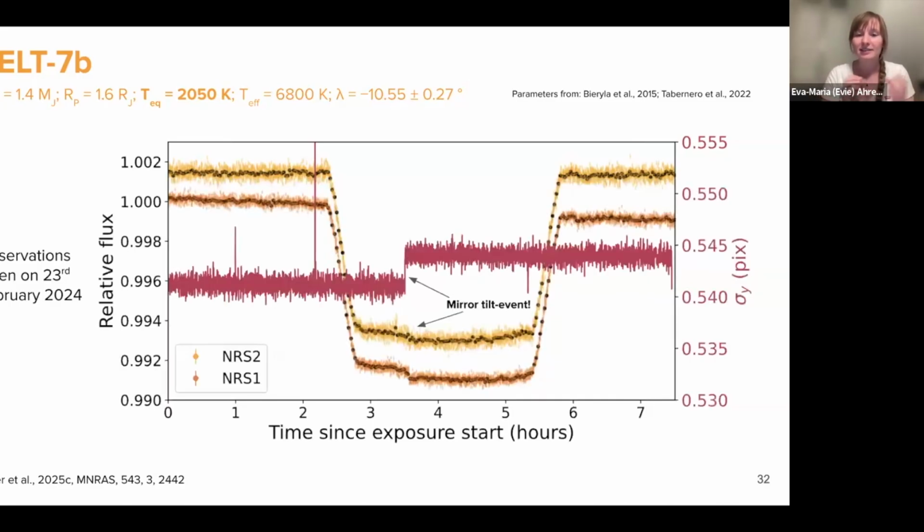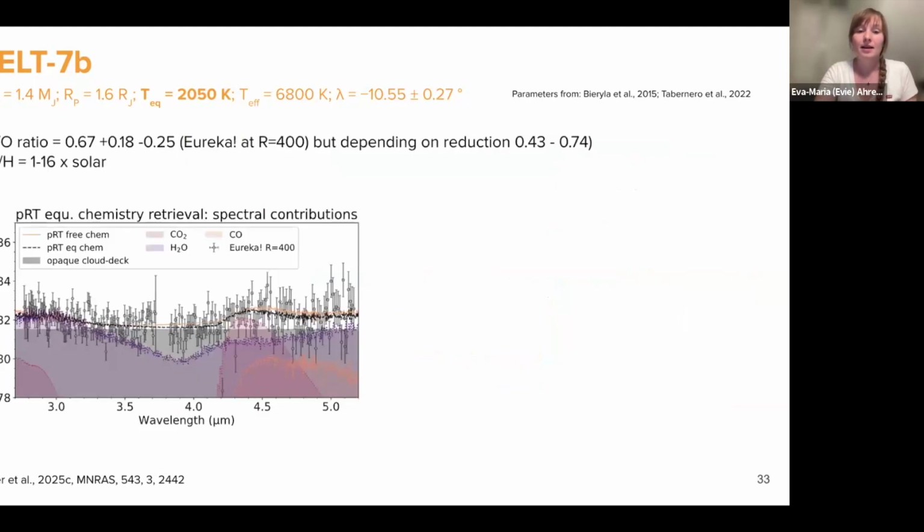So we find a tiny little mirror tilt event in our data that actually causes the NRS1 and NRS2 light curves to slightly jump around the same time where this mirror tilt event took place. It's also seen in the guidance data, which essentially means that all of our transit depths are a little bit more uncertain than we would have liked. This also caused our transmission spectra to be a little bit offset to each other, but I'm not going into detail right now.